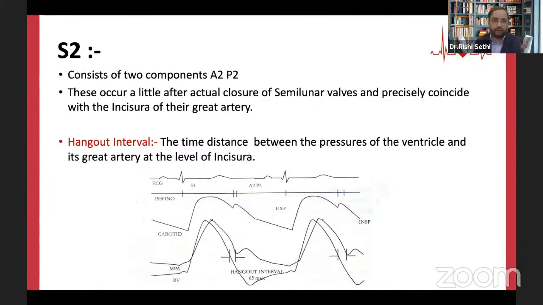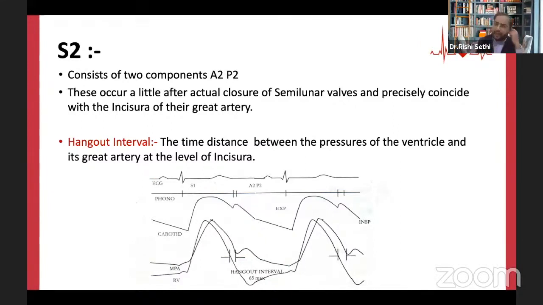So A2 will coincide with the incisura of aorta, and P2 would coincide with the incisura of pulmonary artery. And this is something called the hangout interval. We all have heard about it. The hangout interval actually speaks of nothing but the real compliance of the vascular bed the great artery is supplying, the compliance of pulmonary artery, the compliance of aorta.